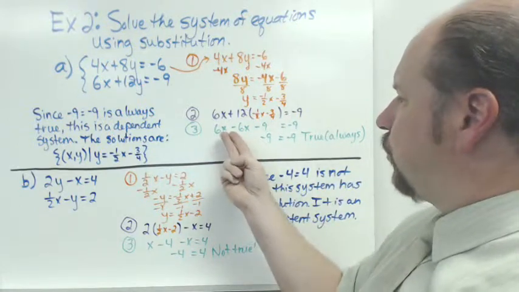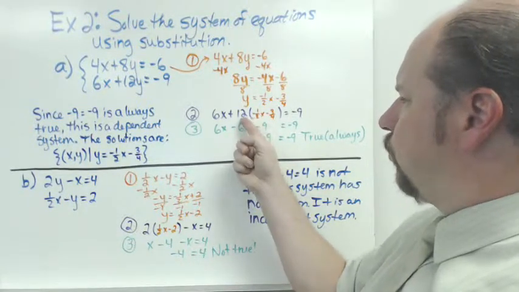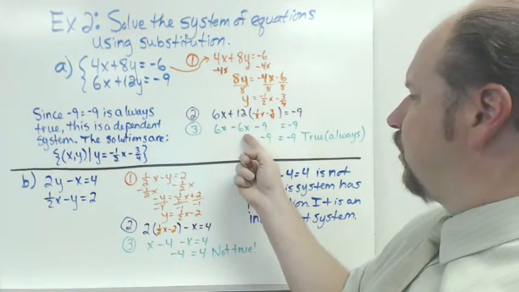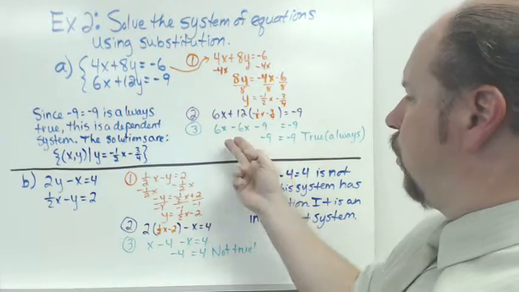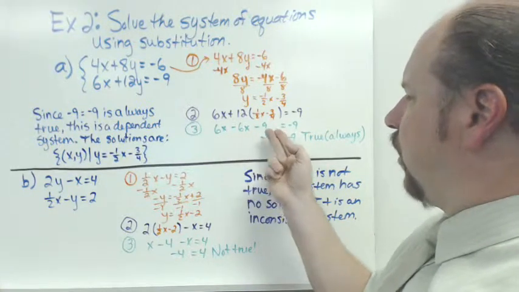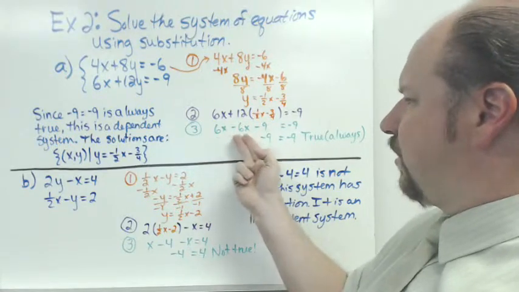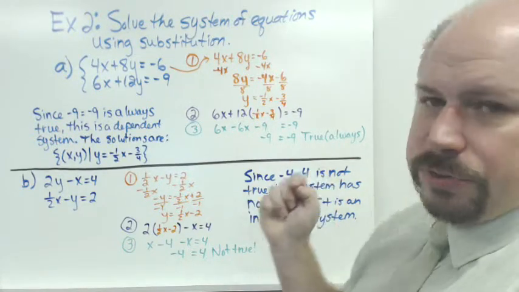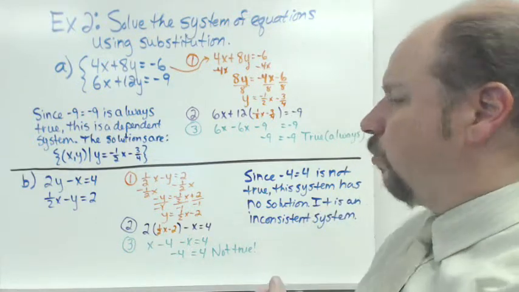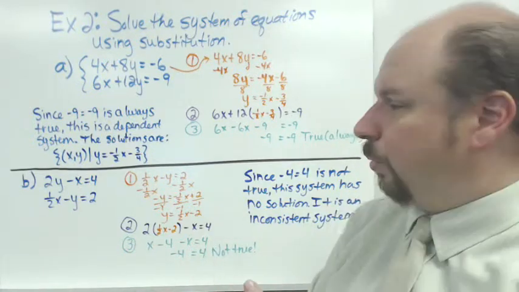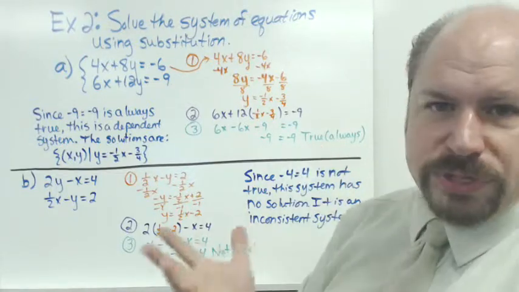Okay, so 6x minus 6y when we distribute, 12 times negative 1/2 is negative 6x, and 12 times negative 3/4 is negative 9. So we have 6x minus 9 equals negative 9. So 6x minus 6x is 0, so we get negative 9 equals negative 9. So notice all the variables disappeared here. When that happens, we can kind of stop at step 3. We don't have to go any farther. But notice that is always true.